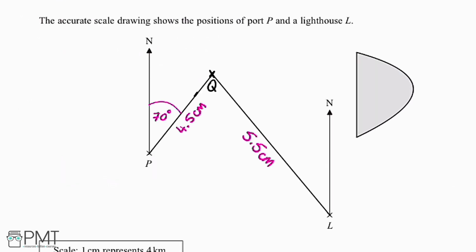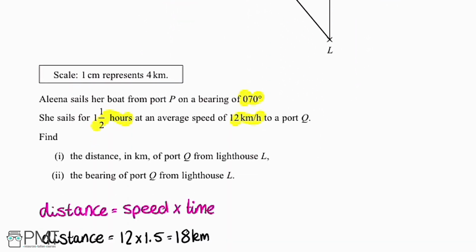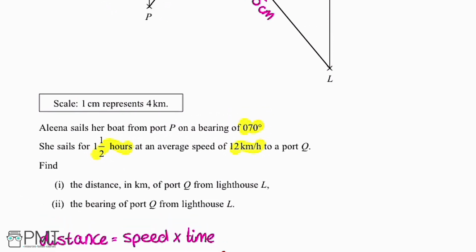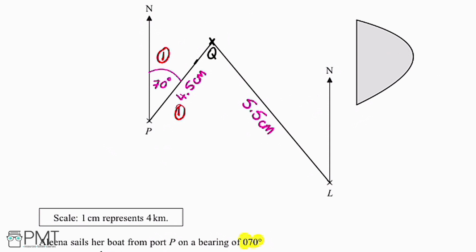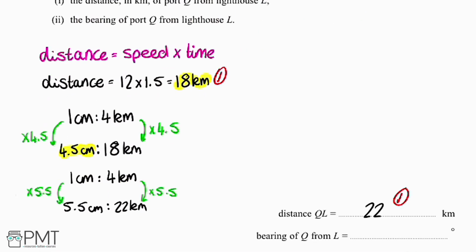So our answer to part 1, the distance from port Q to lighthouse L, is 22 kilometers. You get our first mark for the bearing of 70 degrees here. Second mark for using distance as speed multiplied by time to get 18 kilometers here. We get a third mark for then drawing the line that's the length of 4.5 centimeters. And the fourth mark for the final answer of 22.